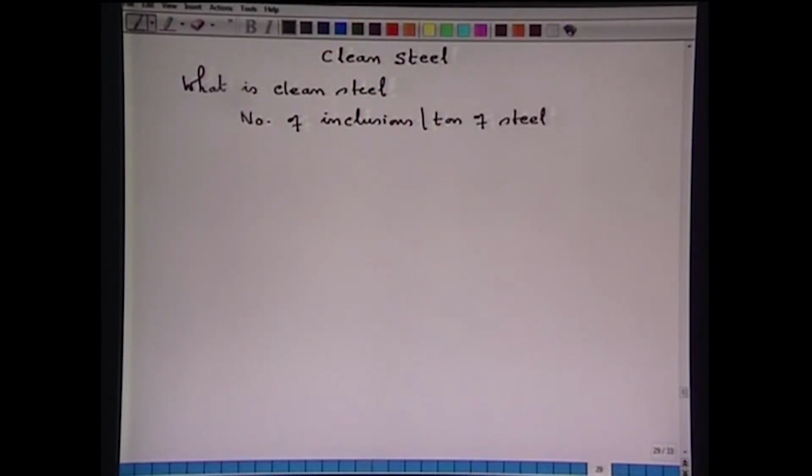Depending on the diameter of the inclusion and the dissolved oxygen content of steel, the number of inclusions may vary from 10 to the power 12 to 10 to the power 15 per ton of steel. What does it mean? That means it is not possible to produce a steel which is free from inclusions. All that we can try is to minimize their numbers.